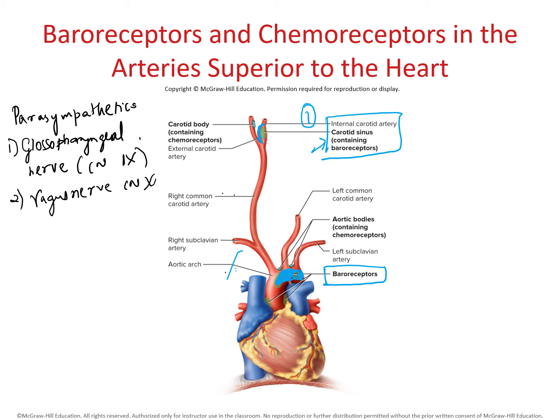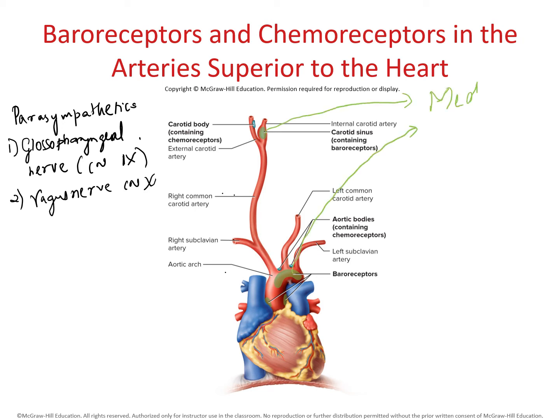Now, both of these nerves project any changes in blood pressure to the medulla oblongata in the brain. The medulla oblongata then sends a signal back to the heart via the vagus nerve, and this leads to a decrease in heart rate, and in turn you have reduced stroke volume.